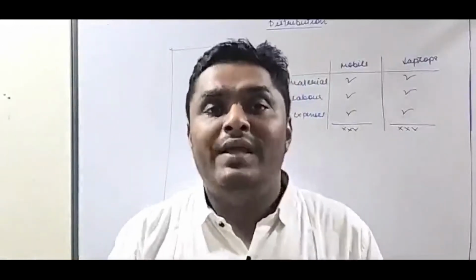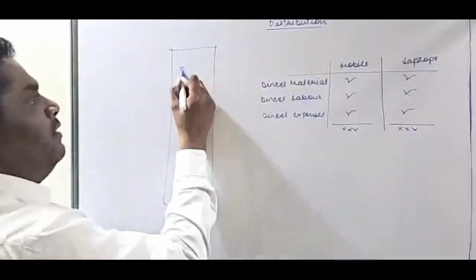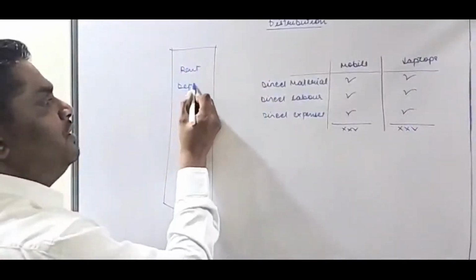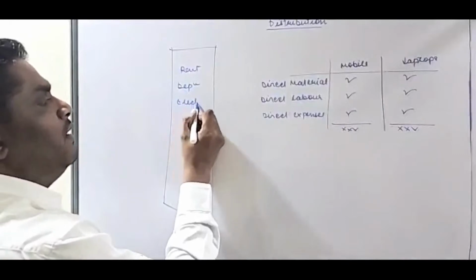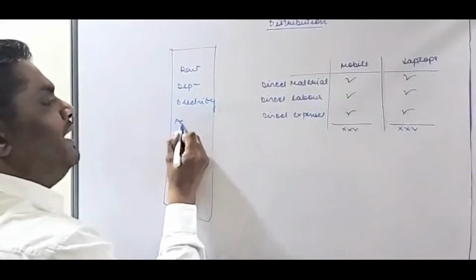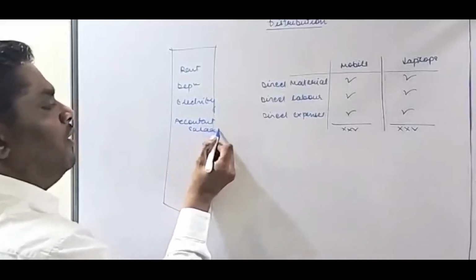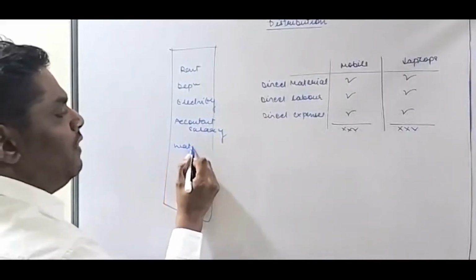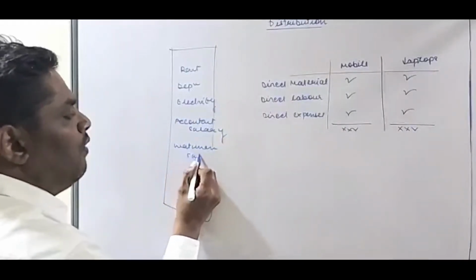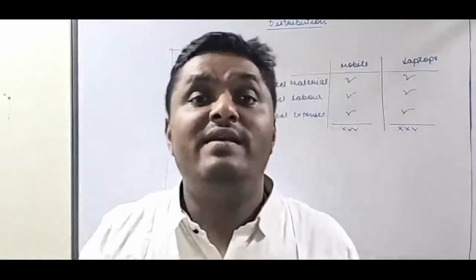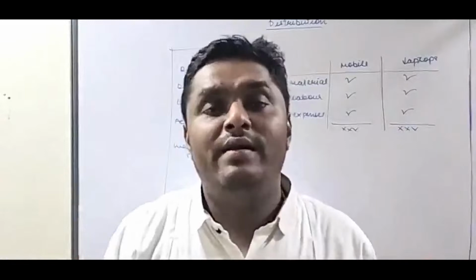They are not incurred separately. Let's say rent. The rent cost is incurred as a whole. Depreciation, electricity, accountant salary, watchman salary. So these costs are not incurred separately. They are incurred as a whole. So these overheads are incurred as a whole.